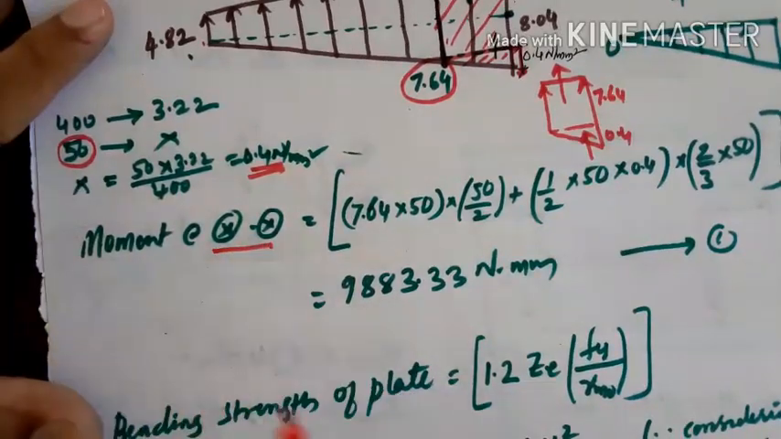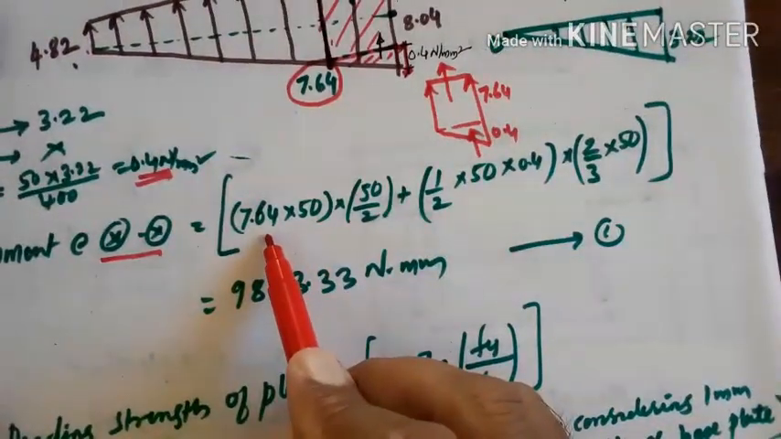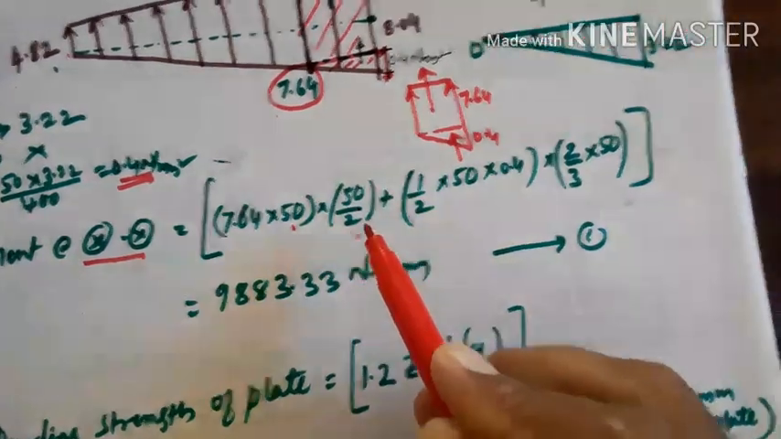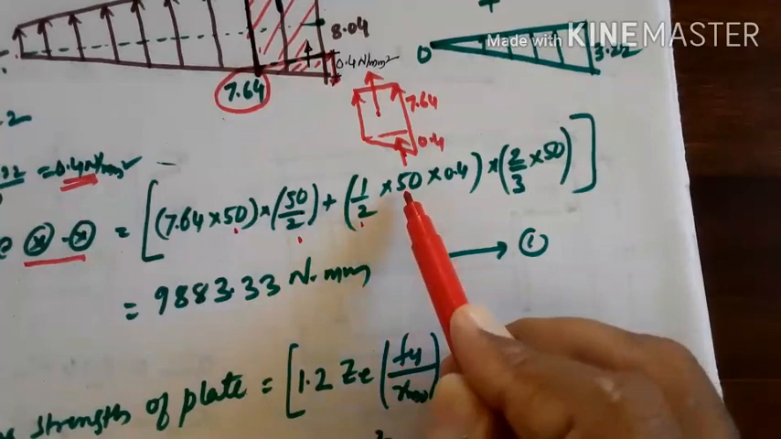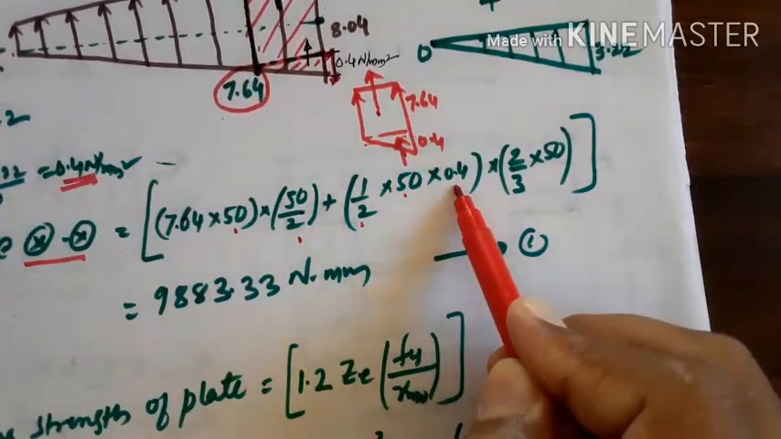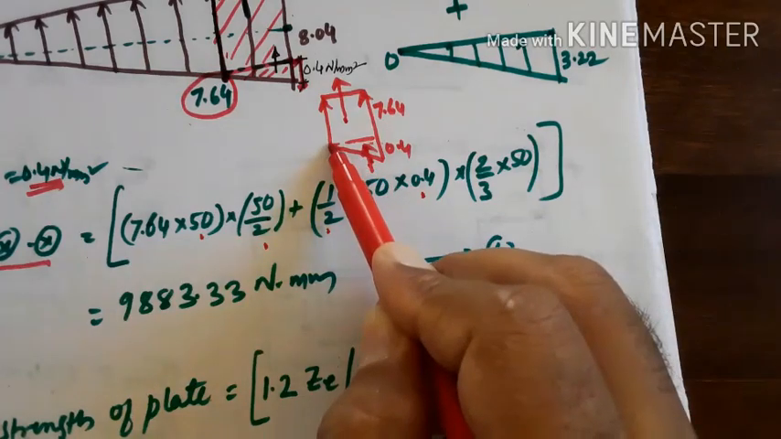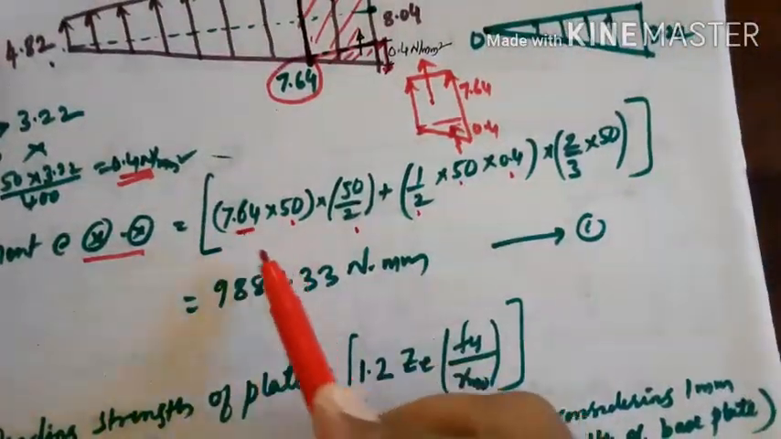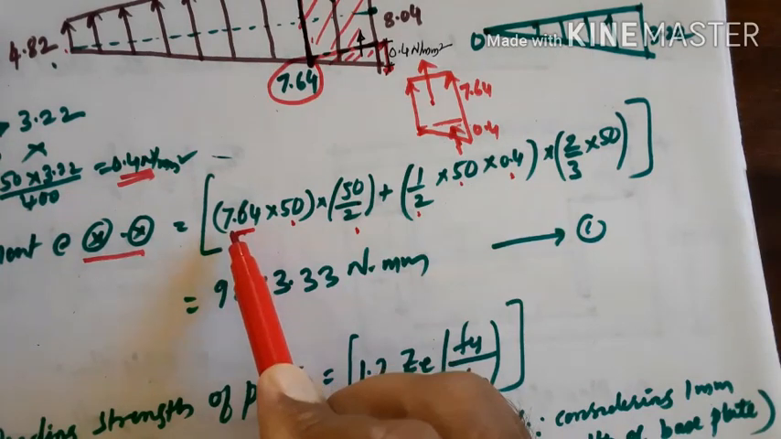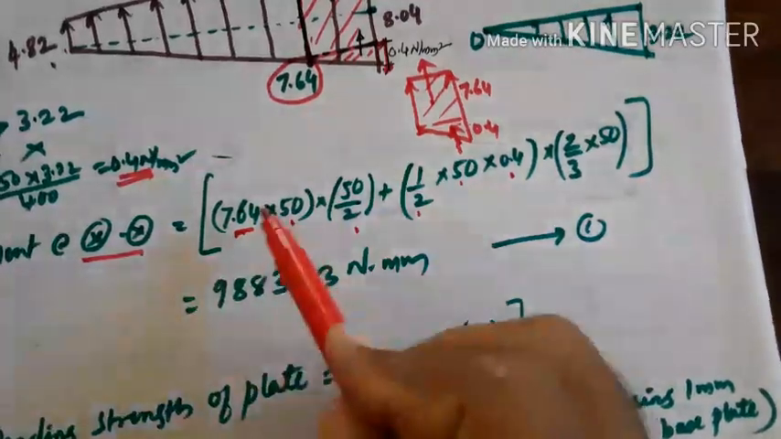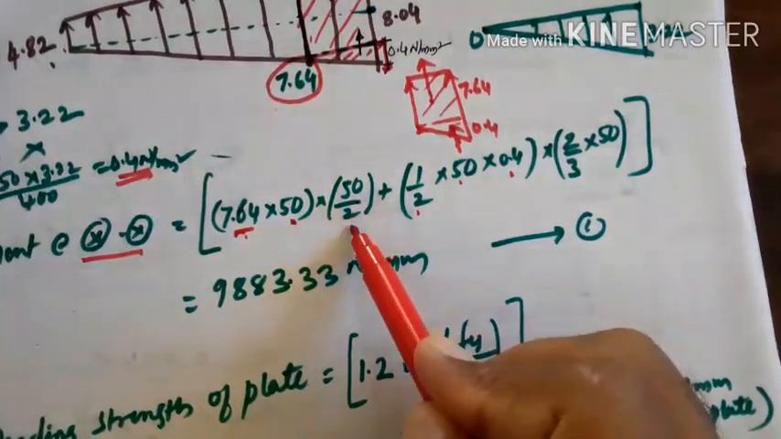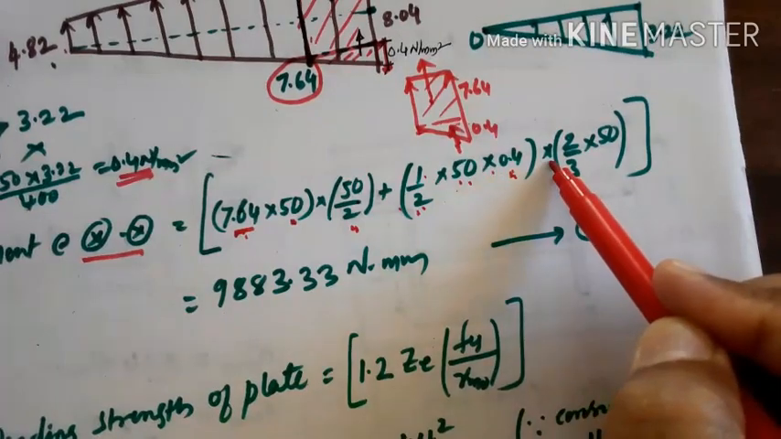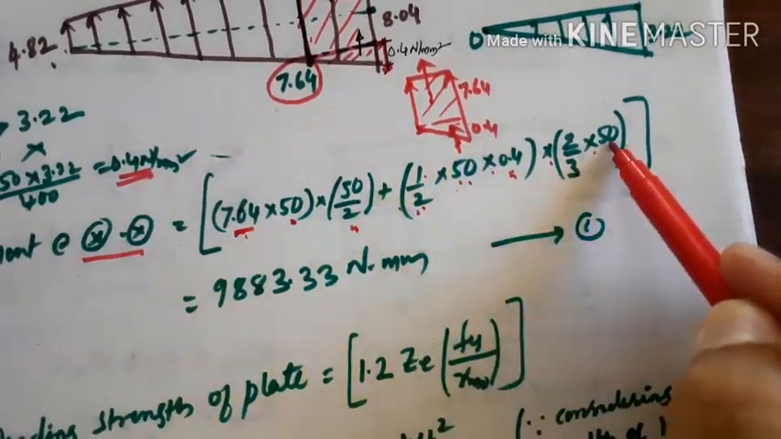So now moment at xx will be, one is the rectangular portion, that is area 7.64 into 50, and it is acting at the center, that is 50 by 2. Then one will be the triangle, that is half, base 50 into height 0.4, and this will be acting at a distance of 2/3 from this xx, 2/3 of 50. Let me repeat it once again. Moment at xx I am calculating. The stress at xx is rectangular: 7.64 into 50, acting at the center, that is 50 by 2. And one more is the triangular portion: half into 50 into height 0.4, acting at a distance of 2 by 3 into 50.